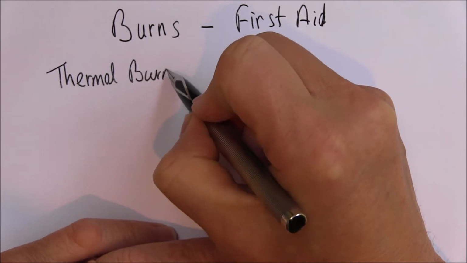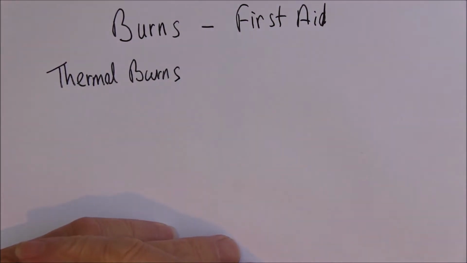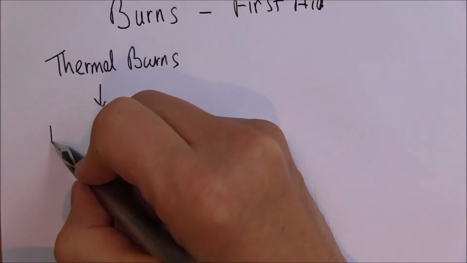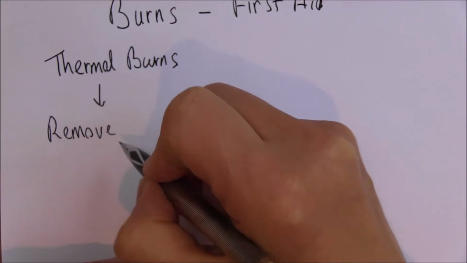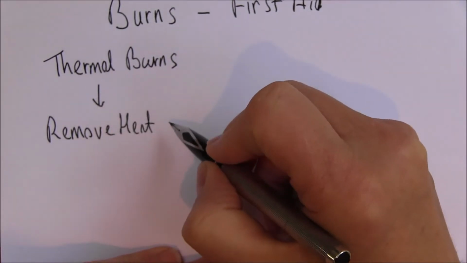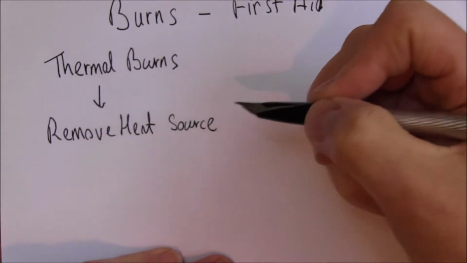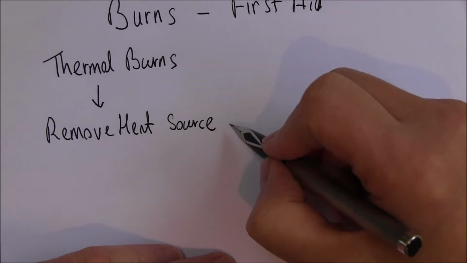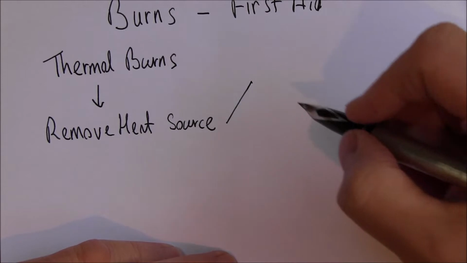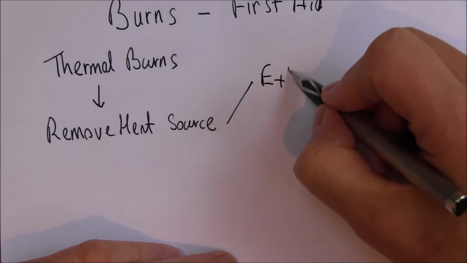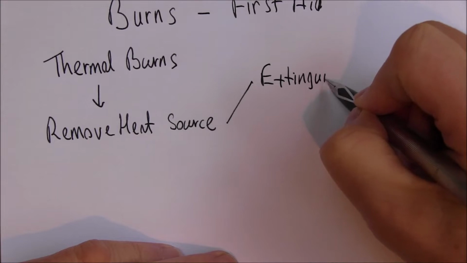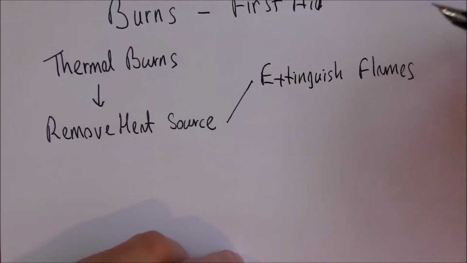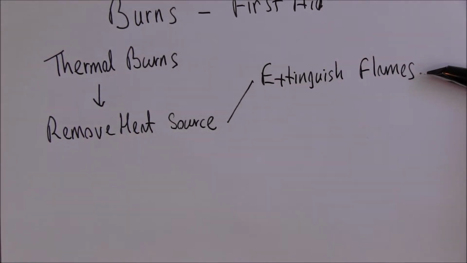Thermal burns. These are burns, of course, caused by heat. So the first thing we need to do is to remove the heat source. Take away that which is generating the heat. It's fairly obvious. So this could include things like extinguishing any flames, for example, if someone's clothes were on fire. And we would normally do this by smothering it.